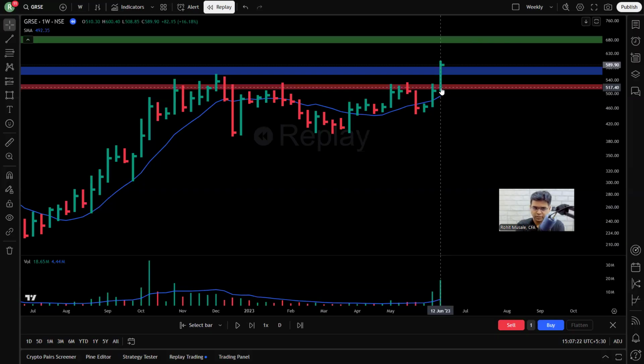Okay. Extraordinary high volume, 4 times the average weekly volume. That's a nice breakout. Moreover, the price has closed above the pivot point, not just above the pivot point, but also above the pivot range. Okay. Fantastic.